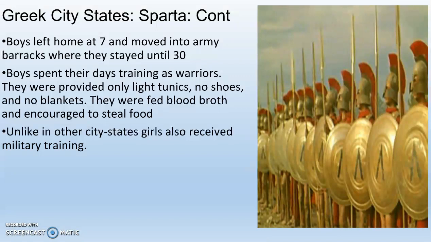It's very gross. And the reason they're giving you bad food and crappy clothes is because they're encouraging you to learn how to steal. The idea being that when you go to war, if all the soldiers are good at going out and stealing stuff from the local population, then the generals won't have to feed or clothe the soldiers. They can feed and clothe themselves. Unlike in other city-states, girls also received military training. The idea being, strong mothers make strong babies. Kind of makes sense.